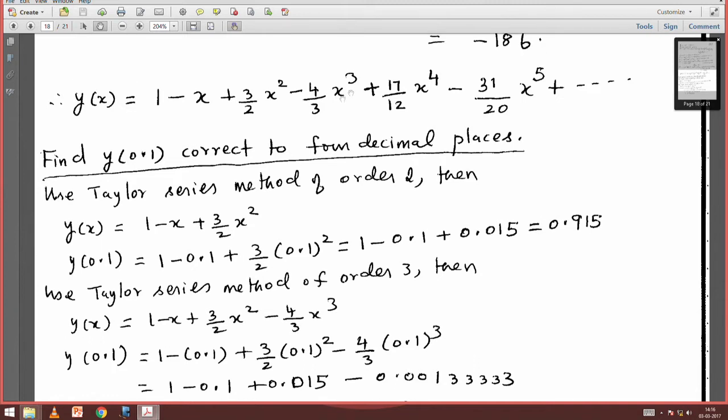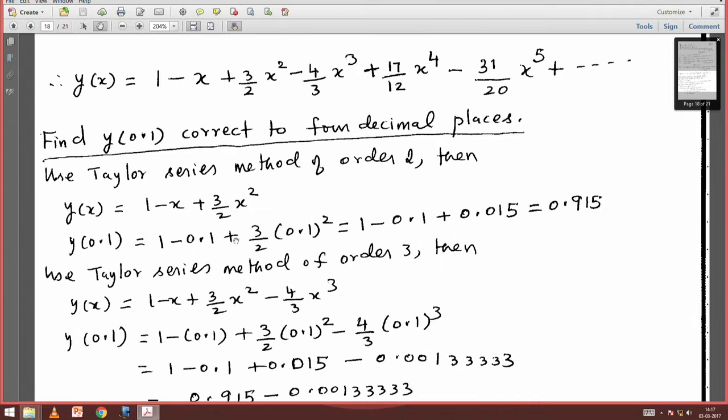to be 0.1, and determine the solution correct to 4 decimal places at that point. So, we do not know how many terms we have to add in the Taylor series. So, to begin with, I take the first 3 terms. I can start with any number of terms to begin with. Let me start with the first 3 terms, which is 1 minus x plus 3 by 2 x square, and compute y at 0.1. So, I substitute these values and determine y at 0.1 to be 0.915.